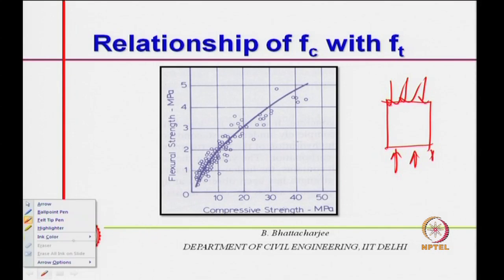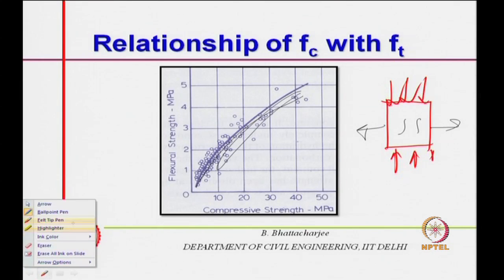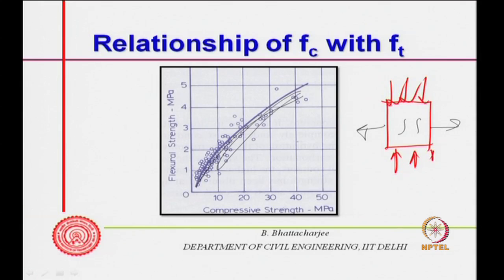Failure occurs because of the transverse tension, cracks can occur because of this, and therefore, they are related. So, compressive strength versus flexural strength, one can relate it in this manner, one can get curves of this kind. Generally there is a lot of scatter, but the variation would be something of this kind.